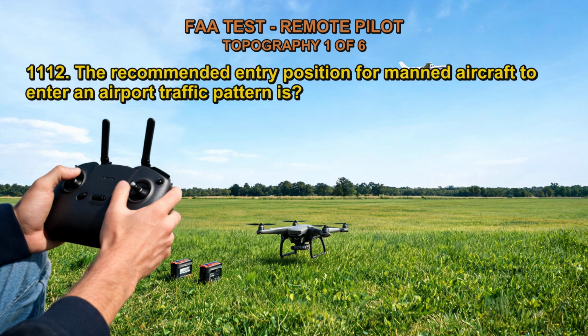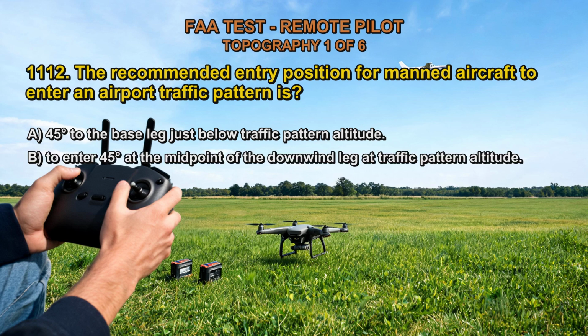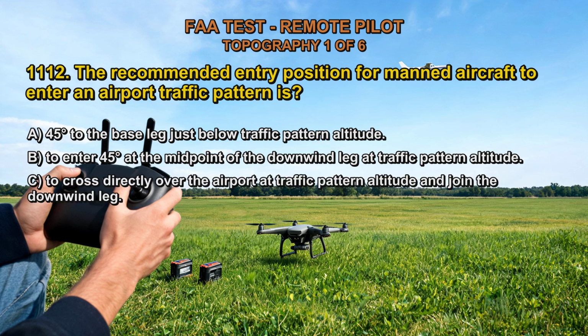1112. The recommended entry position for manned aircraft to enter an airport traffic pattern is A. 45 degrees to the base leg, just below traffic pattern altitude. B. To enter 45 degrees at the midpoint of the downwind leg at traffic pattern altitude. C. To cross directly over the airport at traffic pattern altitude and join the downwind leg.